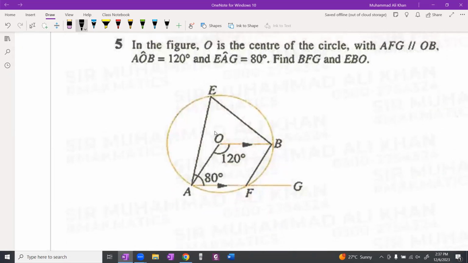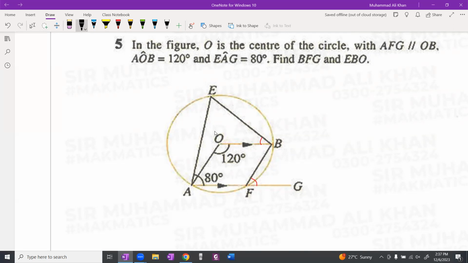नाउ क्वेश्चन नंबर 5. बच्चों ये जो एरोज लगे हुए हैं लाइंस पर, इसका मतलब क्या है? लाइंस आर पैरेलल. नाउ बी एफ जी हमें कैलकुलेट करना है. वी हैव टू कैलकुलेट बी एफ जी, दिस एंगल, एंड ई बी ओ दिस एंगल. ये दो एंगल्स हमें कैलकुलेट करना है. करते हैं जनाब.